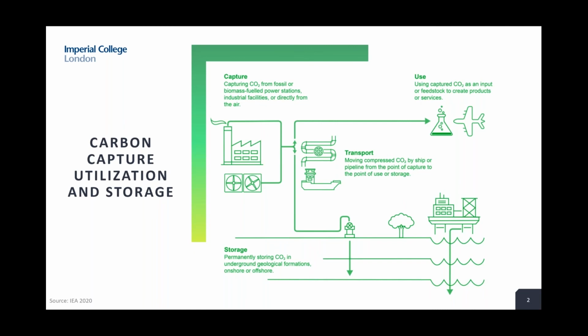So carbon capture and storage has long been seen as one technology with the potential to reduce greenhouse gas emissions. The basic idea is to collect carbon dioxide captured from fossil or biomass fuel power stations, industrial facilities, or directly from air, transport it, and then confine it underground in geological formations. Alternatively, the captured CO2 can be used as a feedstock to create commercial products such as fuels, concrete materials, and chemicals.